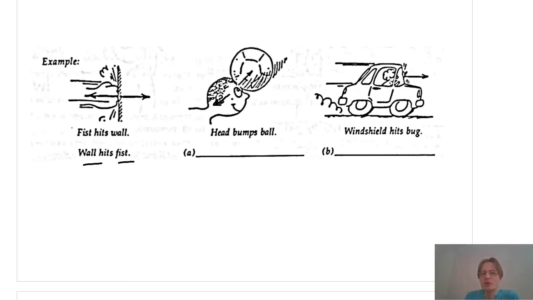Bug splatters on the windshield. The windshield hits the bug. What's the reaction? Bug hits the windshield. In fact, the bug hits the windshield with the same force that the windshield hits the bug. Why does the bug splatter then? Come back to that.